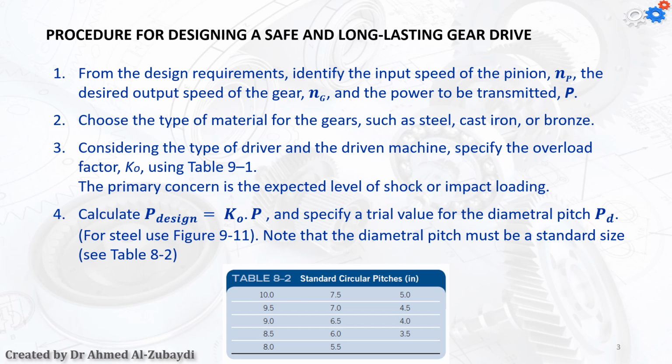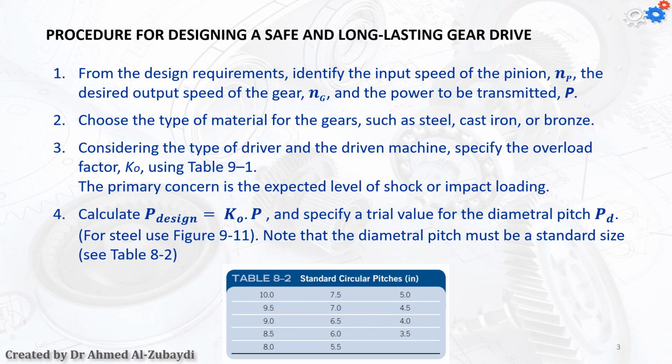As we know the value for the KO, or the overload factor, now we can calculate the design power, which is going to be more than the actual power. So the design power in step number 4 is going to be equal to the overload factor KO multiplied by the power to be transmitted.